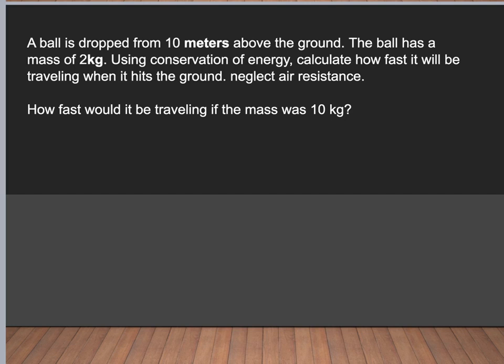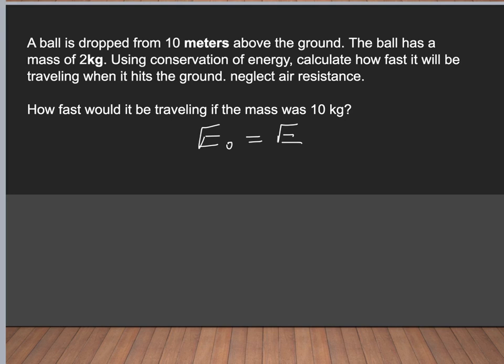Alright, so a ball is dropped from 10 meters above the ground. The ball has a mass of 2 kilograms. Using conservation of energy, we want to figure out how fast it's traveling just as it hits the ground. Okay, so starting with our law of conservation of energy, mechanical energy is either kinetic, spring potential, or gravitational potential.